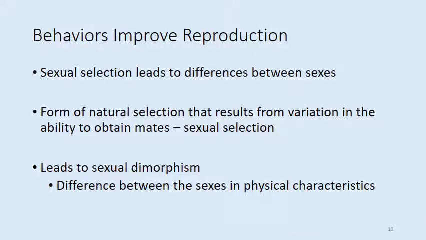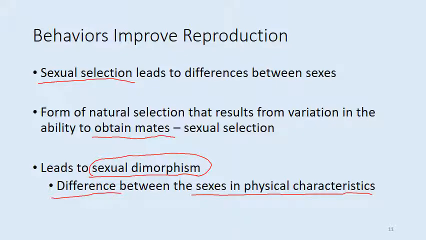And so these behaviors that improve reproduction usually lead to sexual selection in animals. And so sexual selection is basically how you can obtain mates. So is it through physical appearance? Is the male more beautiful or stronger looking, or is the female more beautiful? So what we end up seeing is sexual dimorphism. So definitely note this one. Sexual dimorphism means differences between the sexes in physical characteristics in order to attract mates.